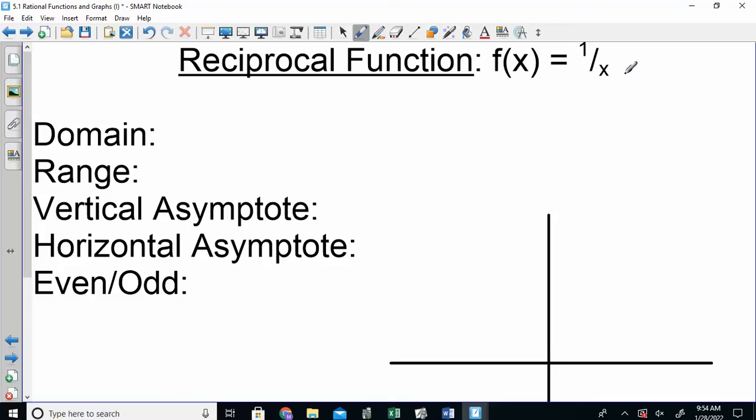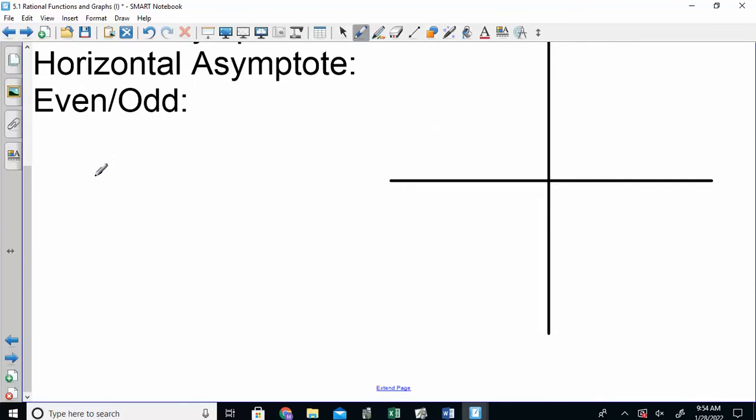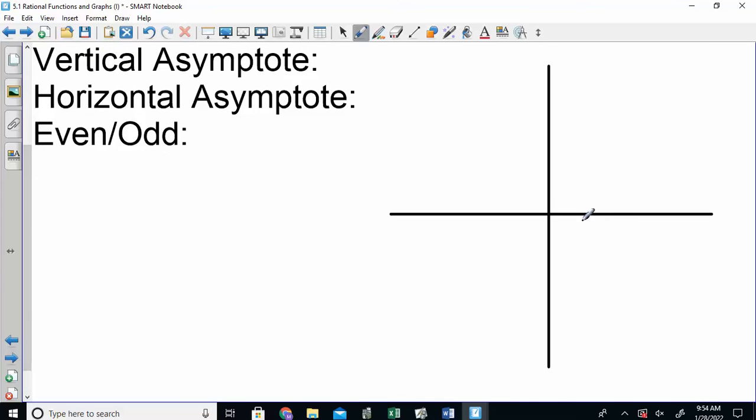Okay, so yeah, the reciprocal of that would be 1 over x. The name of this is technically the reciprocal because it's just taking the reciprocal of x. If we wanted to graph it, let's plug in some points.